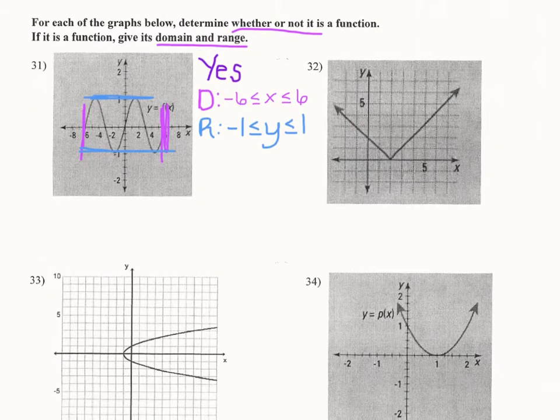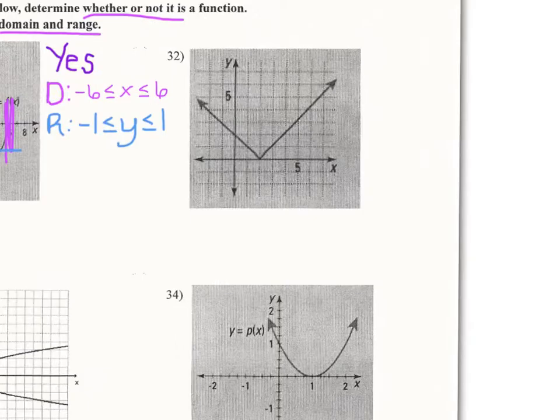Let's take a look at number 32. Now number 32 is a little bit different because the endpoints here are arrows. So this graph technically goes on forever. It doesn't just go out to 7 or whatever number. It goes on and on and on and on. So my domain and range are different. I'm getting a little ahead of myself because first I need to decide if this is a function.